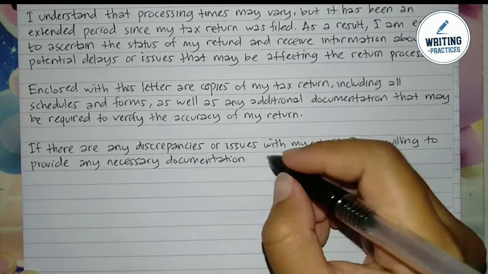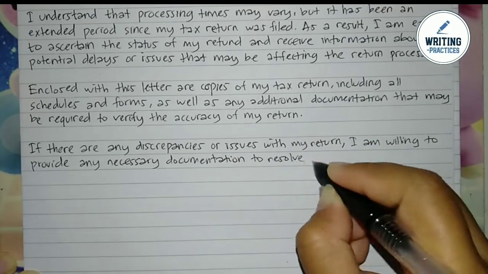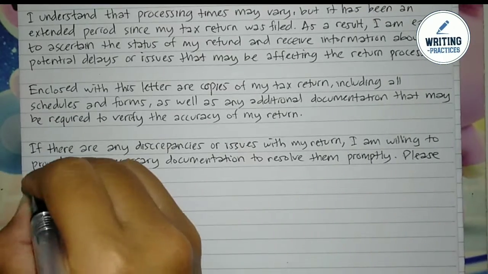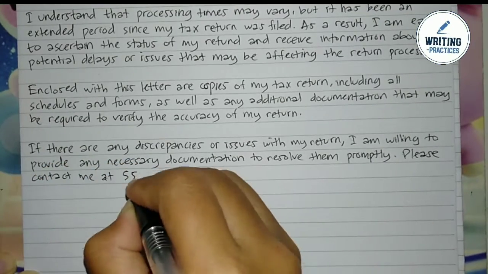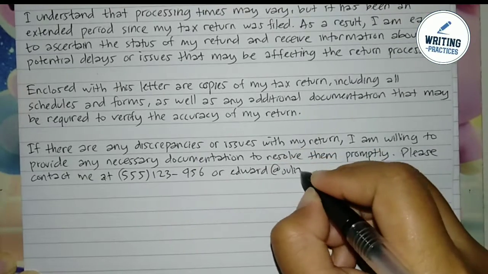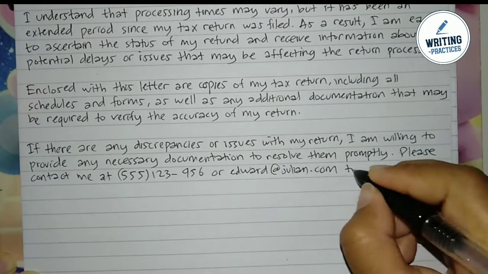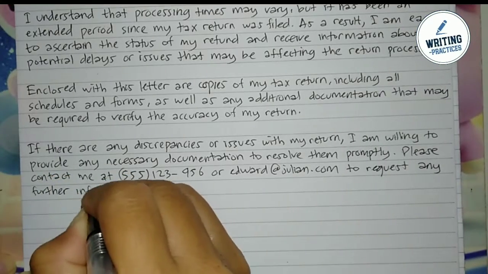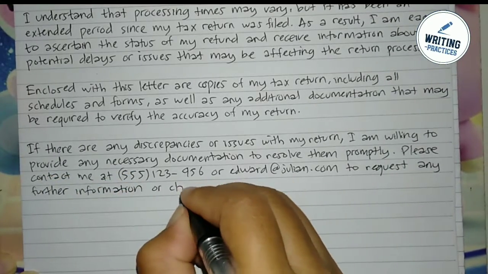Yes. Provide your contact details, such as email and phone number. And express also your willingness to respond to any requests for additional information. Here is how you write it. Please contact me at edwardjulian@email.com or 555-123-4567 to request any further information or clarification.